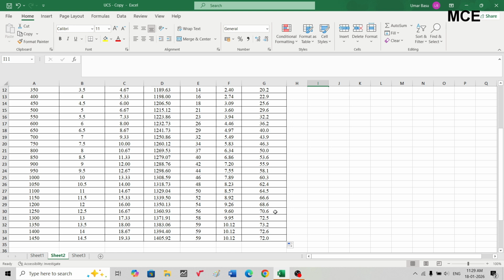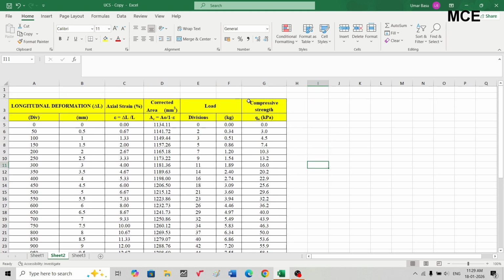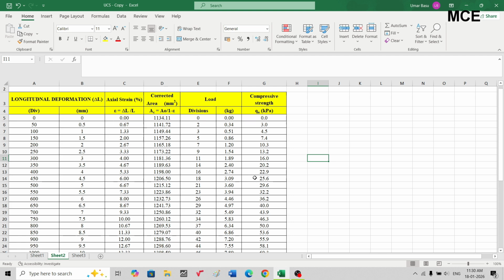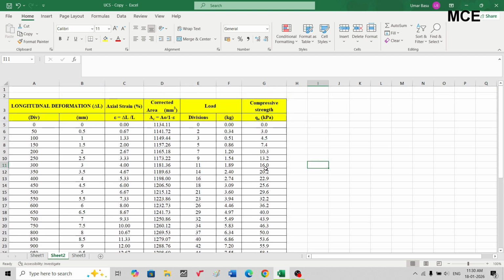Now how to find the unconfined compressive strength? We will draw a graph between the axial strain and the compressive strength, and the peak value will be our unconfined compressive strength. After reaching the peak value, we can see the failure of the specimen, that is, the strength will fall.